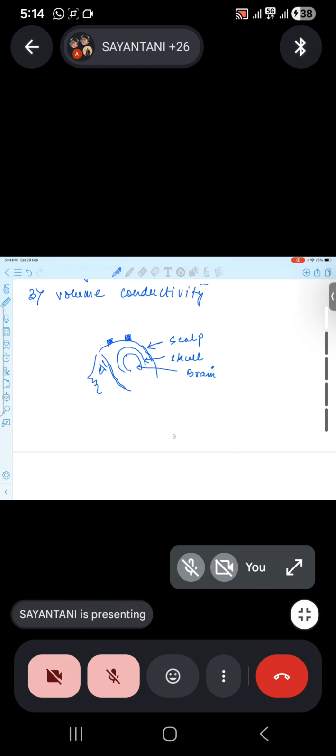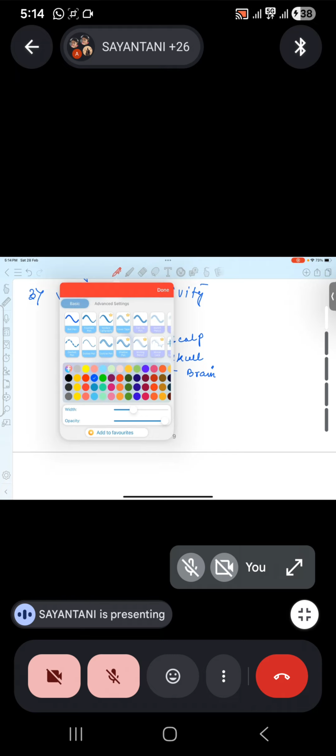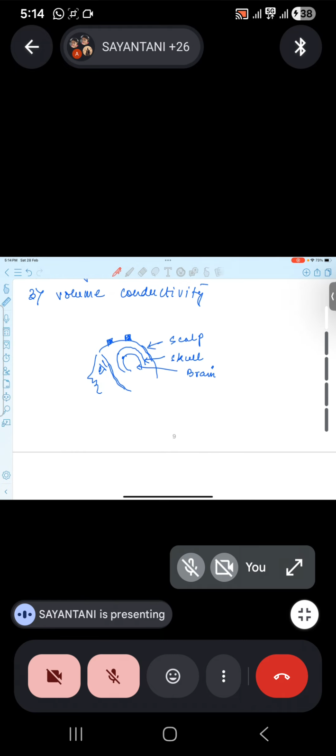So now if you want a response, suppose I want a response from here. Let me use a different ink to show this. Suppose I want a response from here, okay? Now what happens is that between the skull and your brain, that means the cortex of your brain, mainly the cortical region, between these two regions we have something which is referred to as cerebrospinal fluid, CSF.